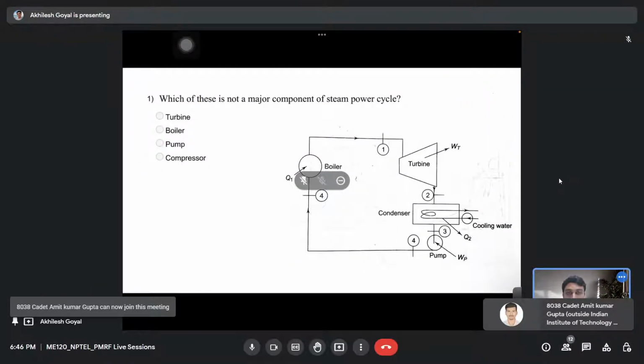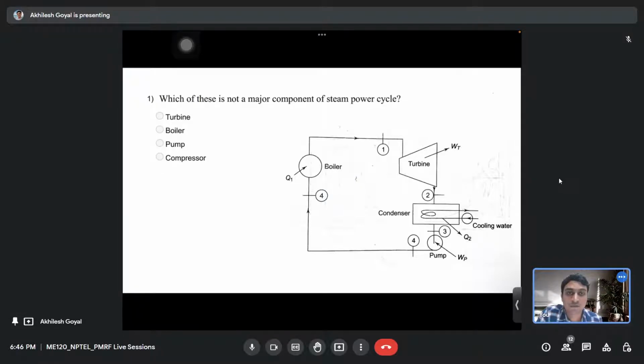So the first question is which of these is not a major component of steam power cycle? The first one is turbine. Yes, it is a major component. The boiler is also a major component. Pump is also a major component. But compressor is not a major component. So the answer is compressor. Okay. And the next question.